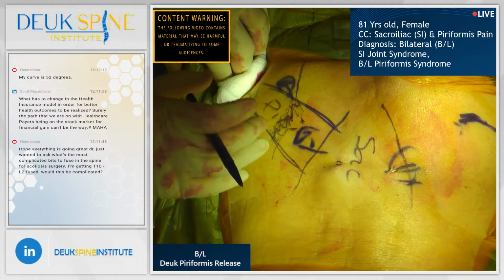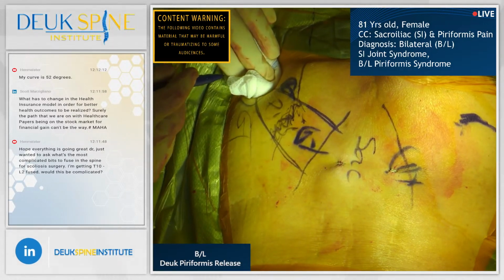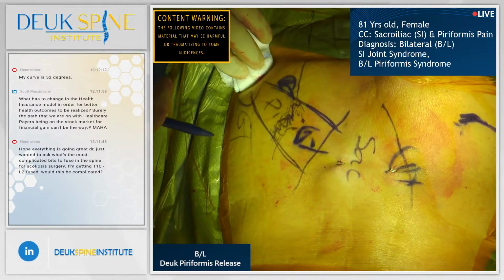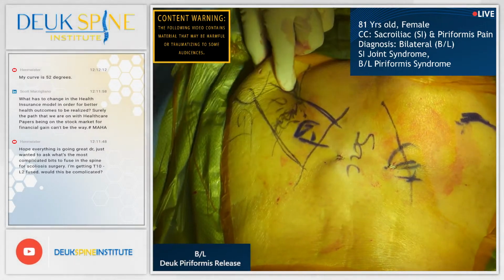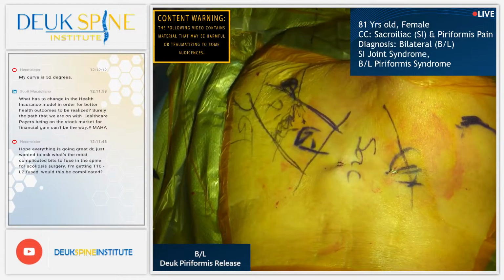The best treatment in the world is to go in and do what's called the Deuk piriformis release. It's a patented treatment. It's done with a 4mm incision. You guys see how tiny that is? We're going to get started.